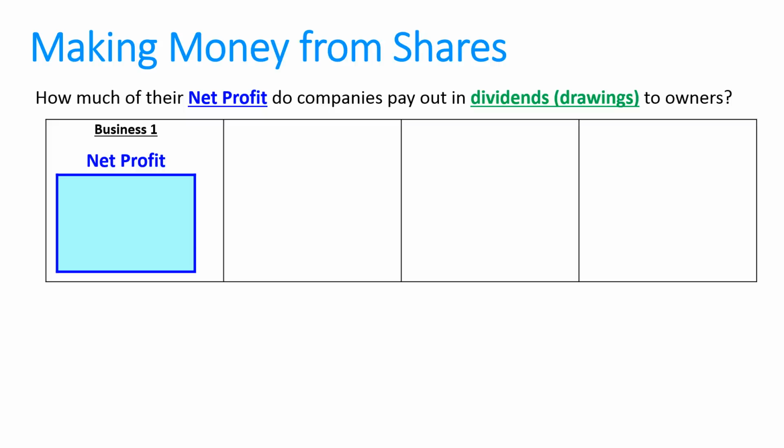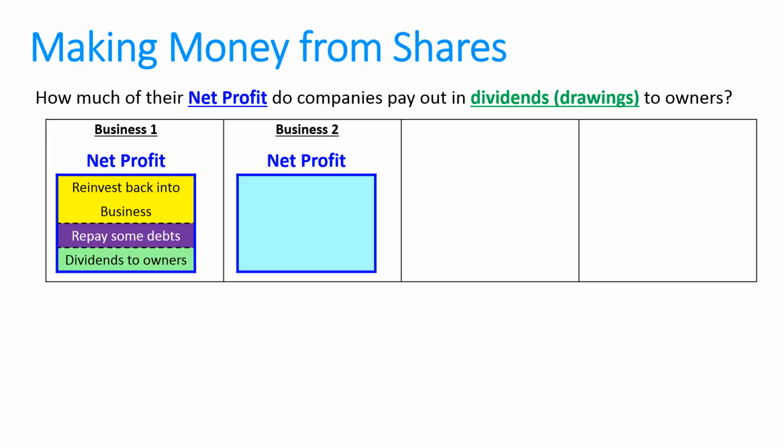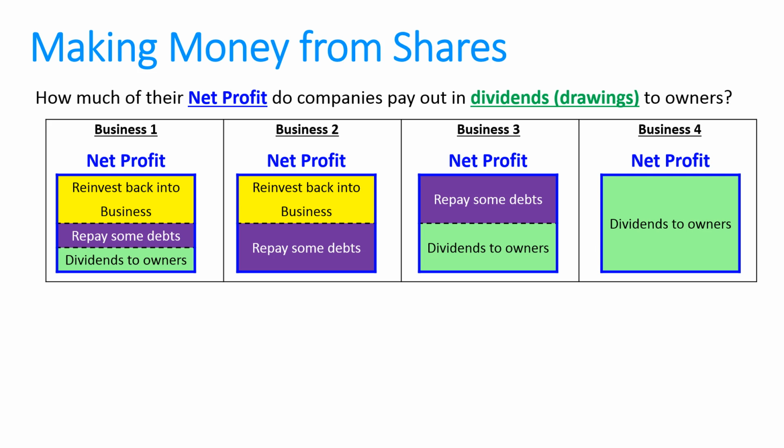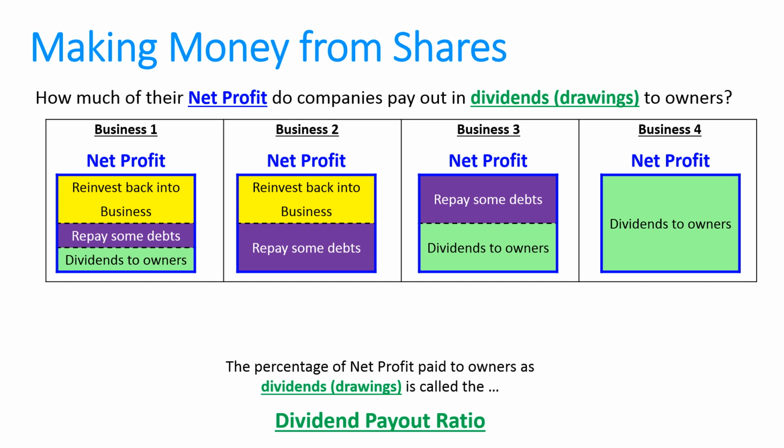Some businesses might pay like the example we just showed, so they paid a quarter of net profit. Another business might decide not to pay any dividends. They might decide to reinvest half the money back into the business and repay some of the debts with the other half. Another business might decide to repay some debt and then use half of the net profit to give to the owners as dividends. And another business might actually decide to give all of the net profit to the owners as dividends. So it totally depends on each business, but the point that we want to note is that whatever percentage goes to the owners out of the net profit is called the dividend payout ratio.